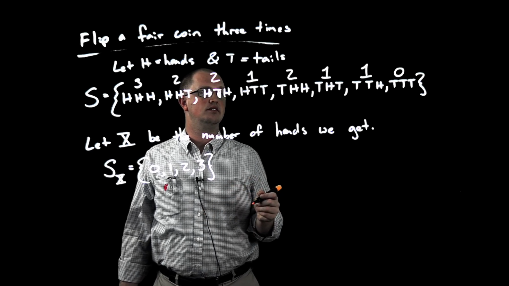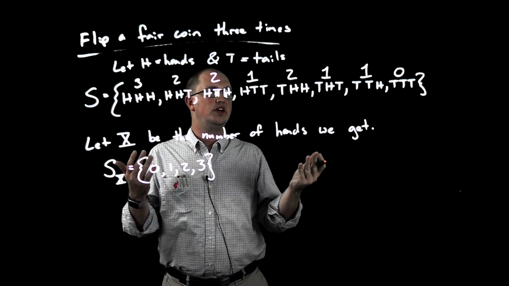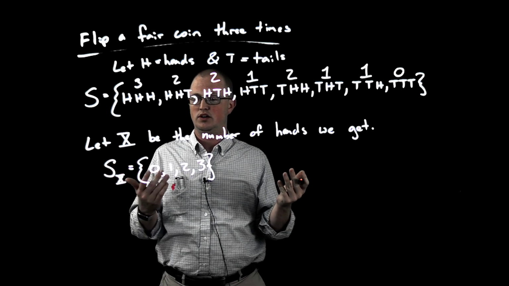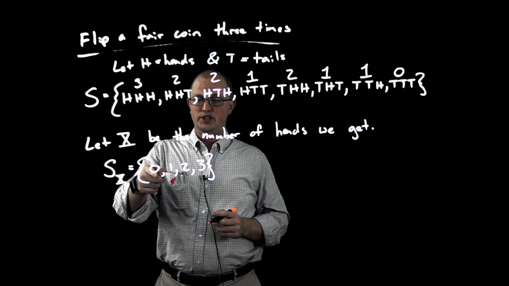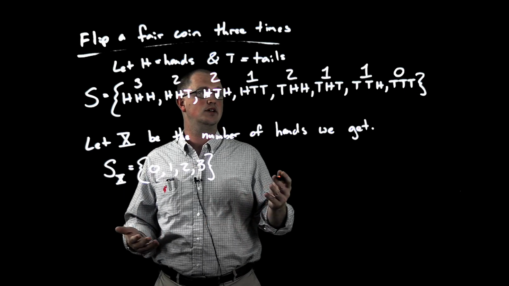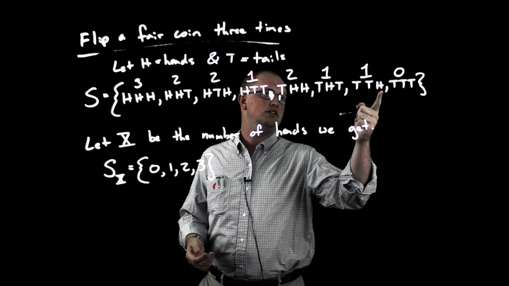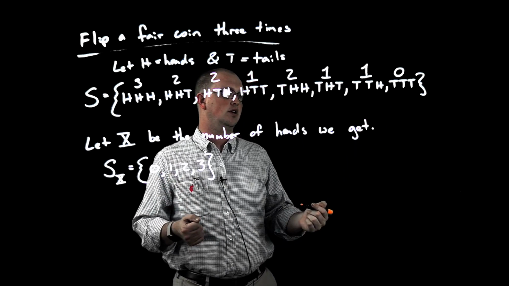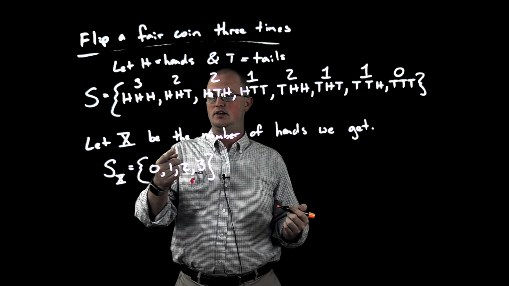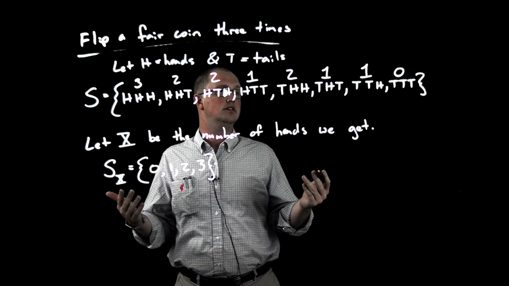And so we can look at this, and just like with any other event, we say, well, what's the probability of us getting an outcome of 0? Well, the only outcome that's going to be in that event is tails, tails, tails. And we know that has probability of 1/8. So the probability of getting 0 is going to be 1 in 8.